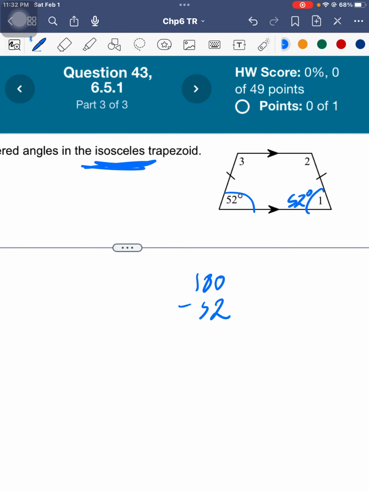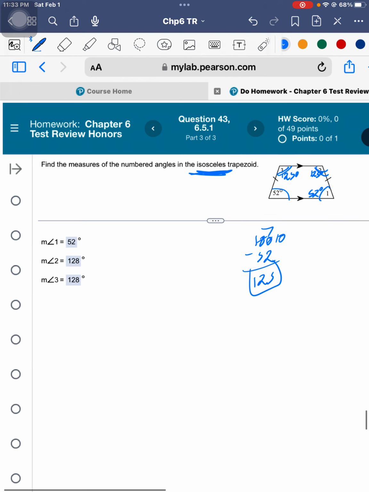So what is 180 minus 52? 128. So if this is 128, this also has to be 128 because they're both equal to each other.